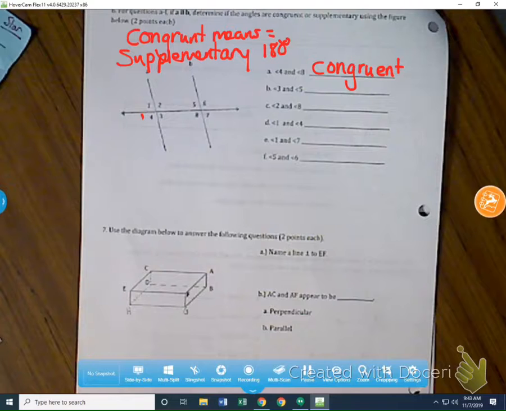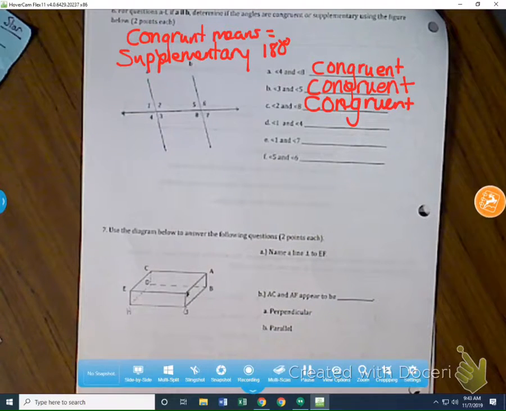Okay, 3 and 5. What type of angles are those? This is just some extra practice. 3 and 5. They're inside and they're on different sides of the transversal. Alternate interior. Alternate interior angles are congruent. 2 and 8 is the same thing, right? They're alternate interior, so those are congruent.